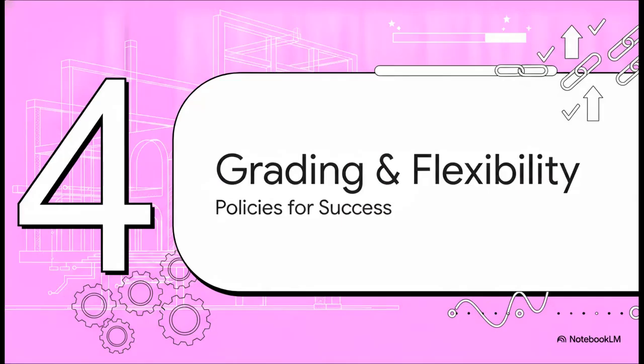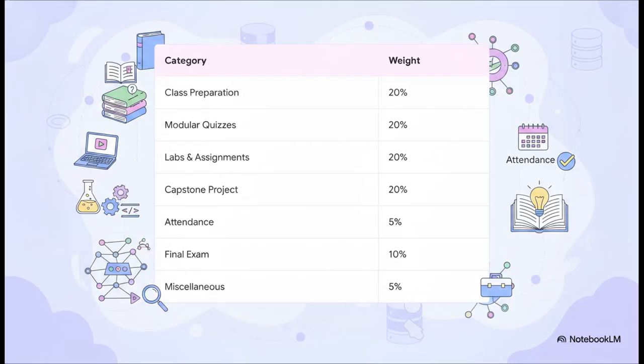All right, on to Section 4, Grading and Flexibility Policies. Grades in this course are not curved. A 90 is an A, an 80 is a B. But the really great thing is that your success is safely distributed across multiple categories. Class prep, quizzes, labs, and the capstone project each carry a perfectly balanced 20% weight, meaning you aren't relying on 1 or 2 terrifying high-stakes exams to pass. Steady, consistent effort is what actually gets rewarded here.